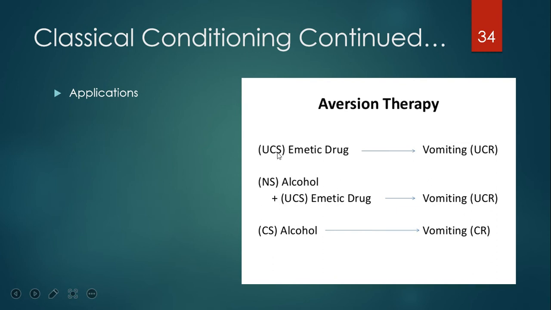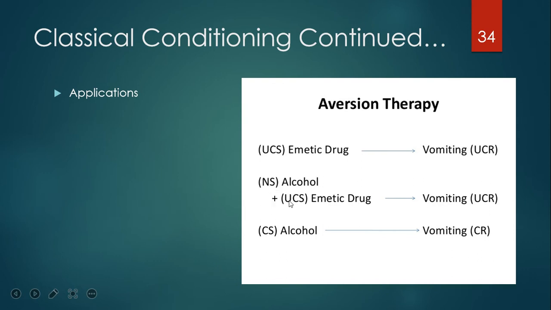So you're given this drug, and that's your unconditioned stimulus. They abbreviated it UCS. Unconditioned stimulus is the emetic drug. The unconditioned response is vomiting. That is a universally unpleasant experience. So then through several trials, you pair the presentation of alcohol with the ingestion of this emetic drug. So alcohol is given to the person, and at the same time, they are given this vomiting drug. Lo and behold, vomiting occurs.